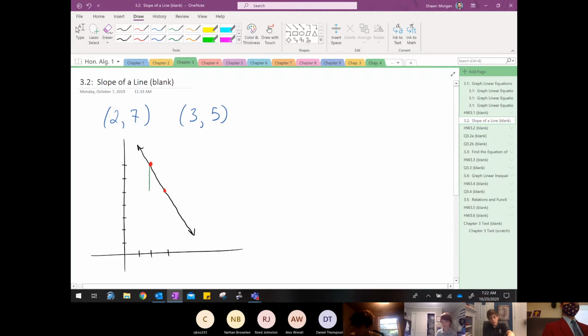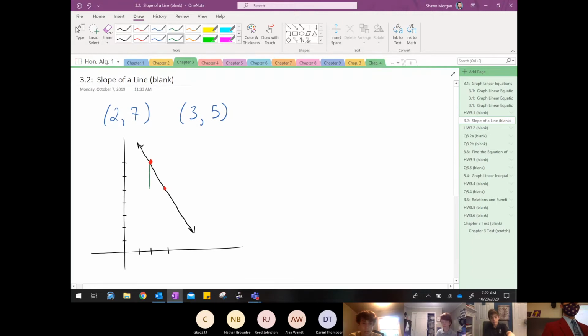I see 2 right here. This side of my little triangle: 1, 2. That delta y right there would be 2. What's my delta x? What's my change in x? Good, it's 1. All right, so delta y, remember, means change in y. Delta y is my change in y. Visually speaking, that's a change of 2.